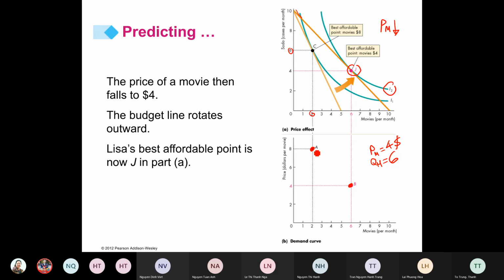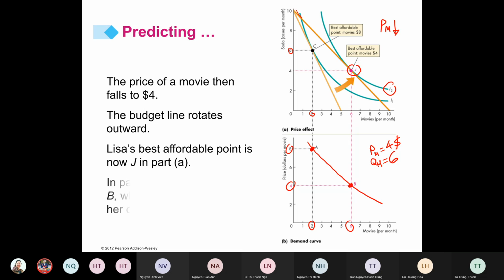So point A lies on the demand curve, because that tells you at the price of $8, Lisa buys 2 movies. Point B also lies on the demand curve. At point B, at the price of movies of $4, Lisa buys 6 movies. So what is the demand curve for Lisa for movies? So we connect them together, right? If we connect point A and point B together, what we get is the demand curve for movies for Lisa.